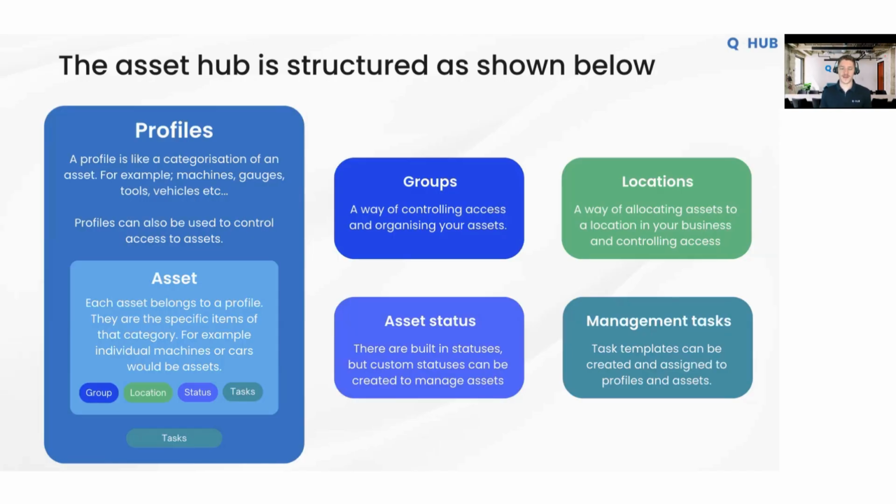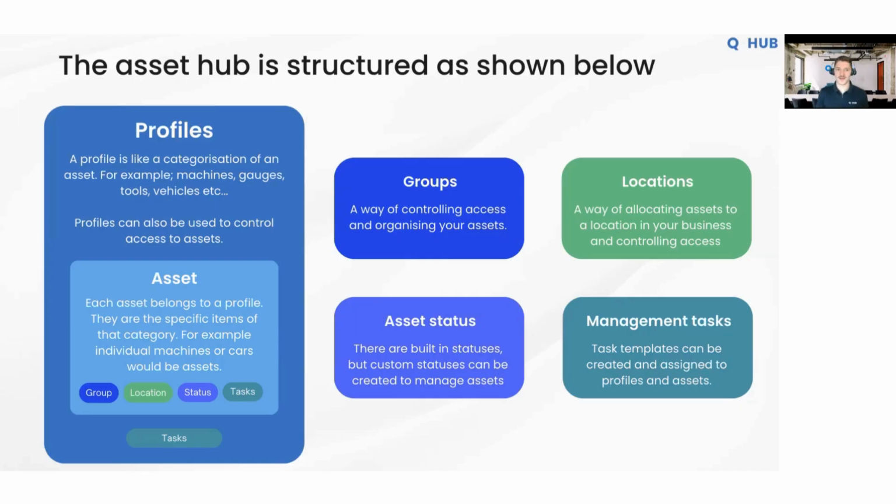So essentially, in the Asset Hub, we break different things into categories, and then that helps you to organize your assets in as simple a way as we can make it. So to start with, we have the key feature of profiles. A profile is just a way of categorizing your assets. So for example, you can see here we've called some out. It might be machines, gauges, tools, vehicles. And these are used to assign different things or attributes or items to a set of assets.